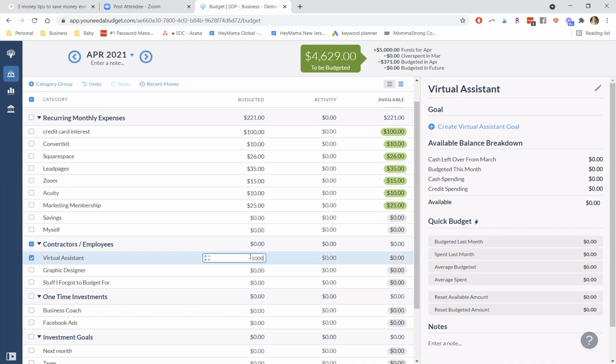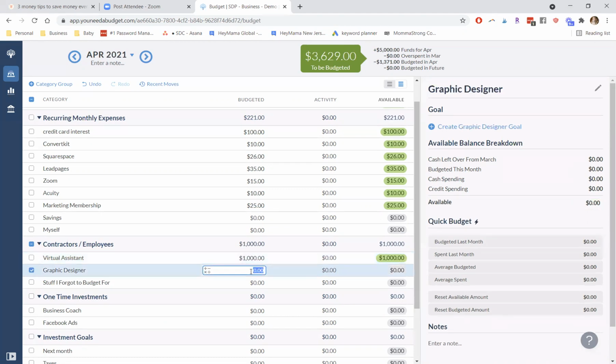Okay. I'm going to pay her $1,000 this month because I really need her. I have a launch coming up. I have something else coming up. I'm also going to need to pay a graphic designer this month. I have some new product coming out that I need images for, whatever. All right. So we do that stuff and we're like, okay, cool.